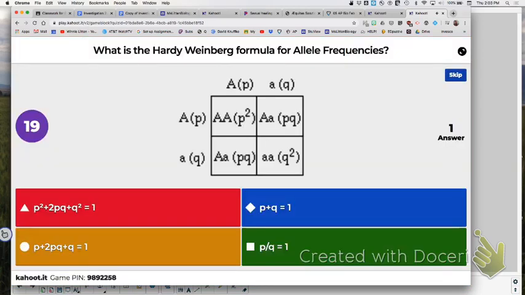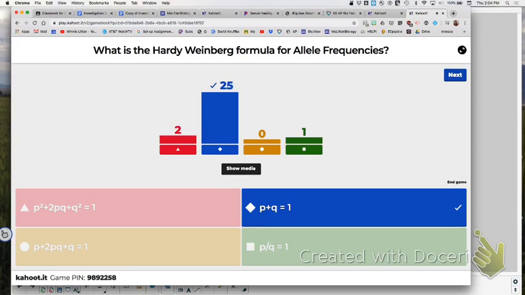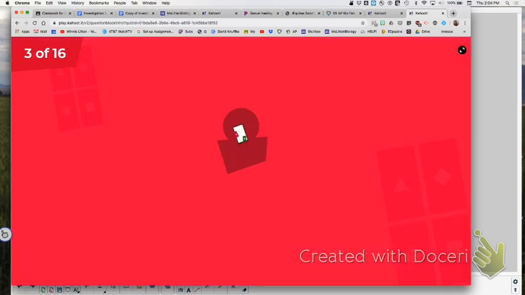Guys, can I turn my phone sideways? It'll be sideways for them? Okay. I'm on the podium, let's go. Okay. Now, next. Good job, pop bubble wrap.